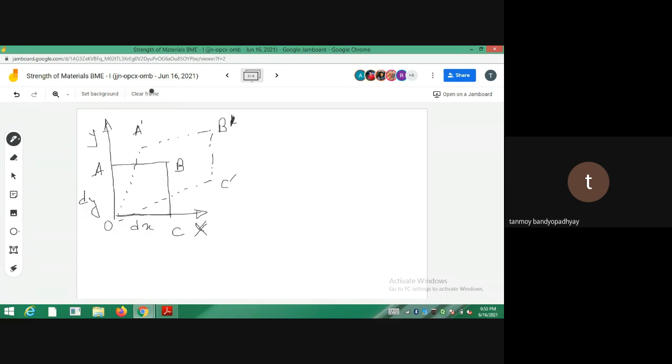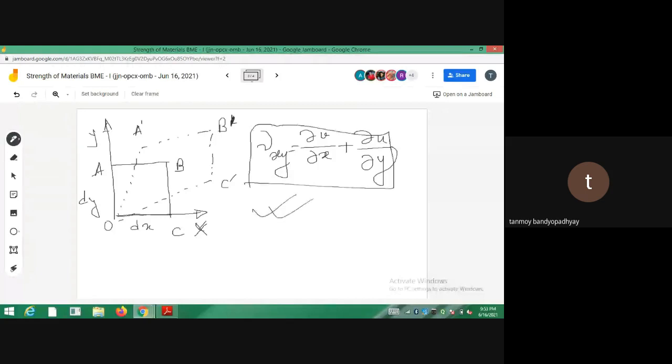You have to take the angles and calculate gamma xy, which will be equal to del v by del x plus del u by del y. So you do this at home. This is your assignment, and if you cannot do it, I will devote a class to it.